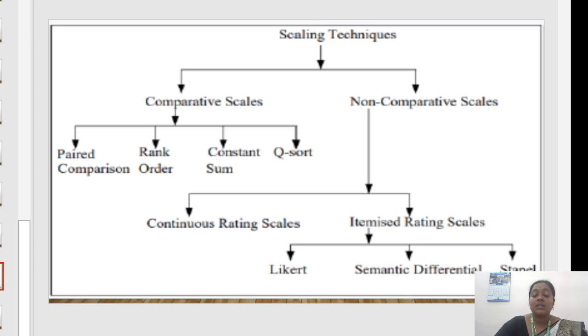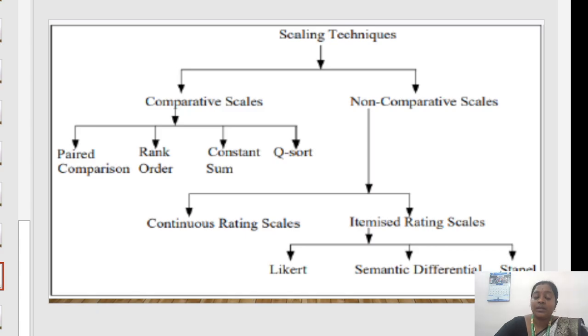Each response is assigned a numerical score, and the total score is obtained by summating the responses across all the items. The Likert scale is highly popular because it is simple to construct, easy to administer, and provides a reliable measurement of attitudes and perception. It is extensively used in customer satisfaction surveys, employee engagement studies, and educational research.